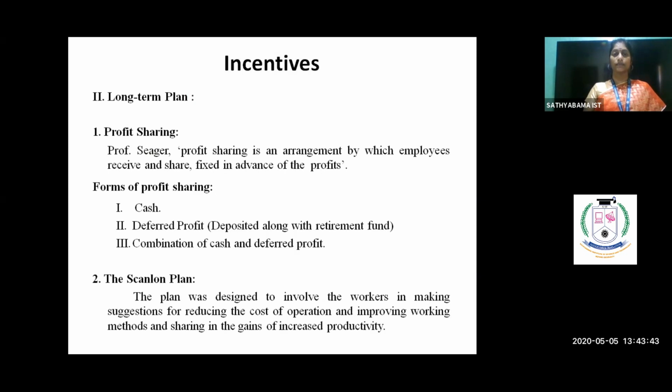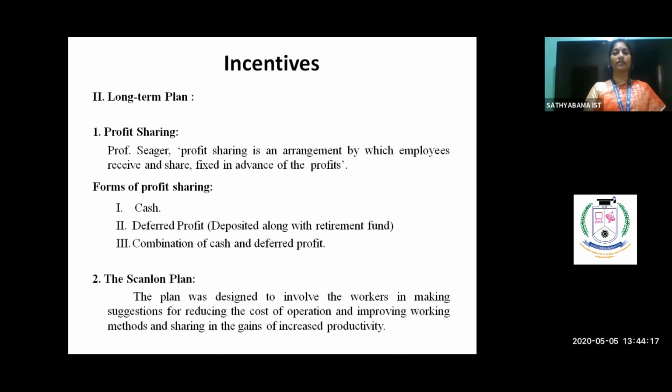All those six plans were short-term plans, and now we come to the long-term plans and incentives. The first one is profit sharing. The name itself implies that the employer shares the profits with the employees. It has been framed by Professor Seeger, who says that profit sharing is an arrangement by which employees receive a share, fixed in advance, of the profits. So out of the profits they earn, a certain percentage is shared by the employer with the employees.